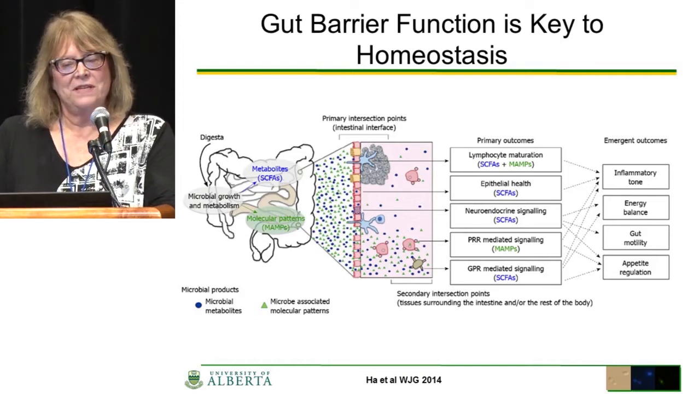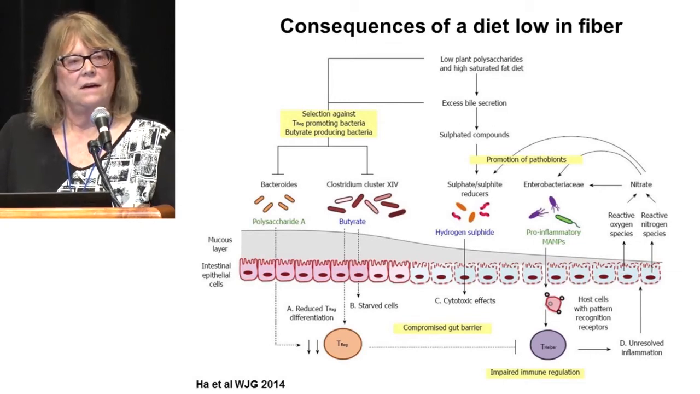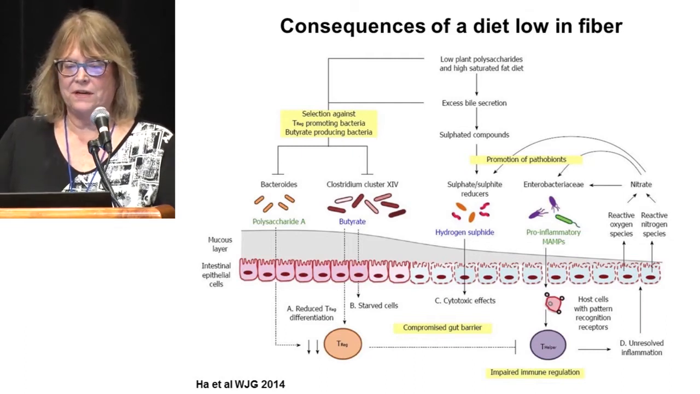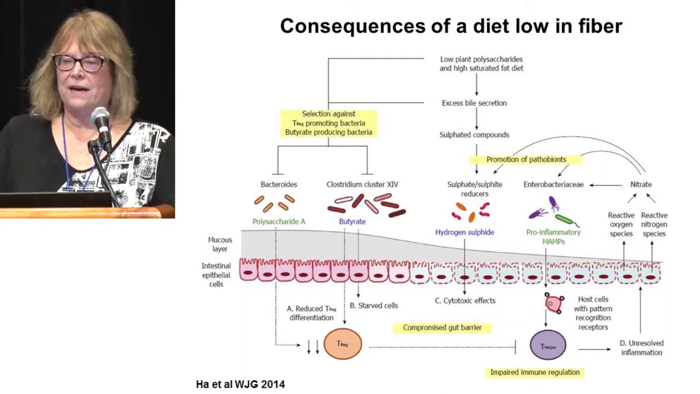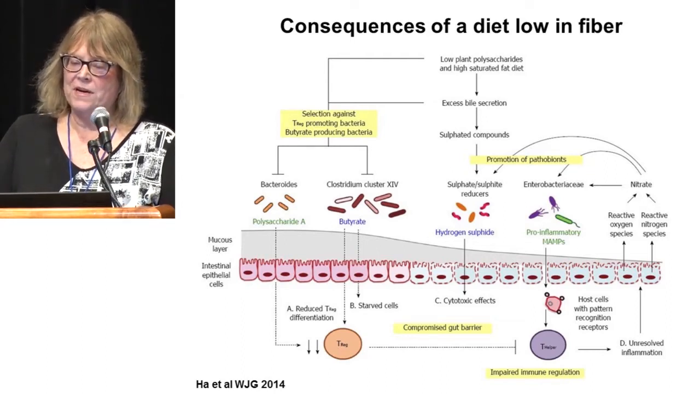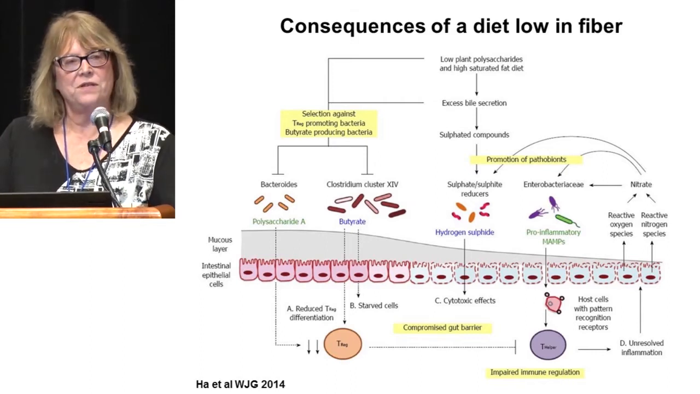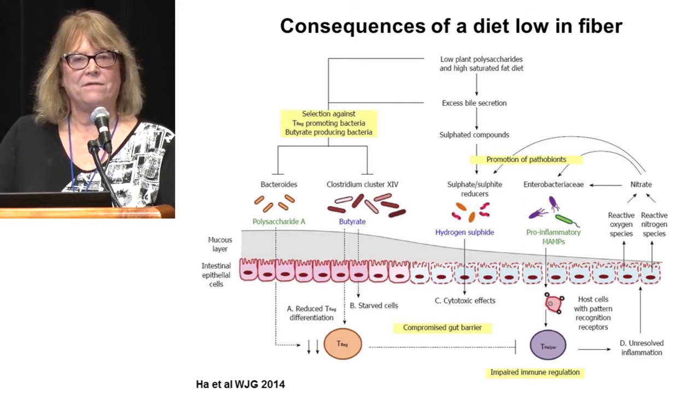And again, consequences of a diet low in fiber, we've heard about these, but just to put it all together. Reduce fiber, you select against T regulatory promoting bacteria. You start altering your gut mucus, you start altering your epithelial tight junctions. When you have high saturated fat, you increase your bile, you increase levels of sulfated compounds, you promote pathobionts, you increase hydrogen sulfide, which further reduces permeability, and you have this endotoxemia driving body inflammation.